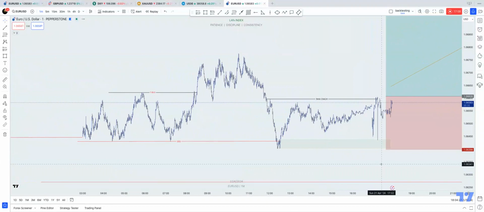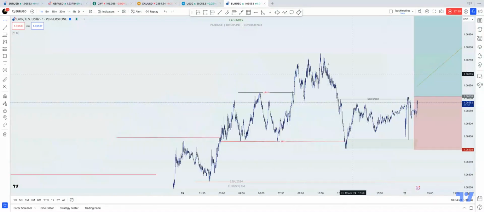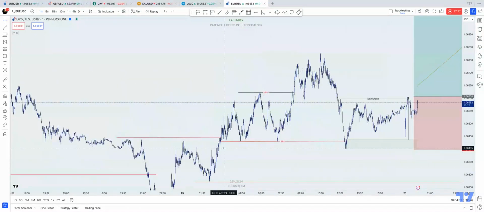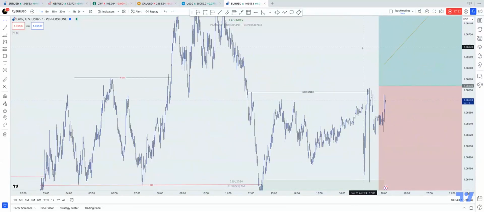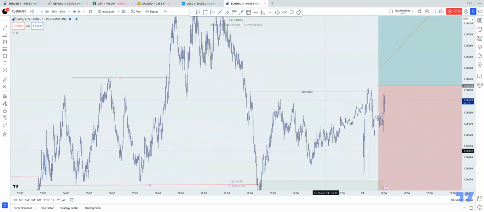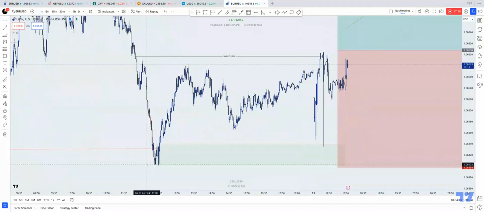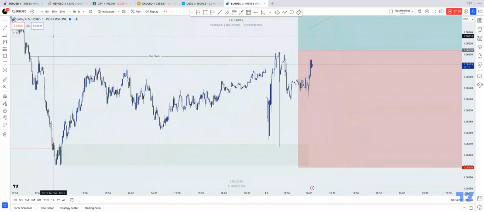Alrighty, so that's just about it, right? We have a reaccumulation forming here. We have liquidity, a fake break of structure. We have a liquidity sweep. We have a change of character, and then we had a retracement, right, into this low, going up. It's as simple as that.